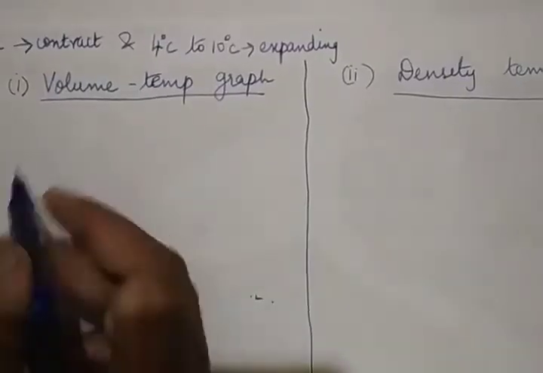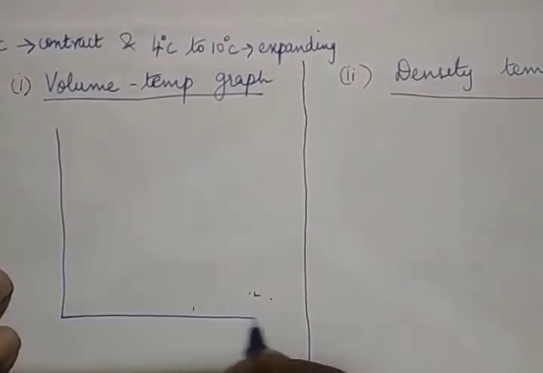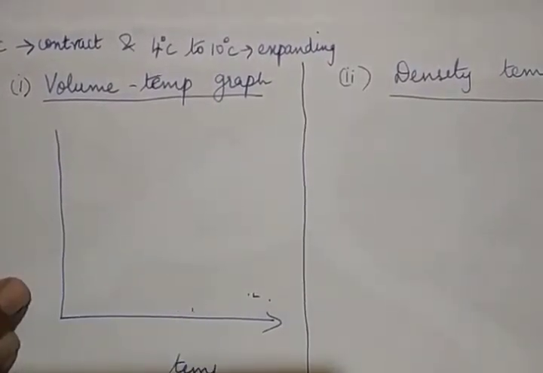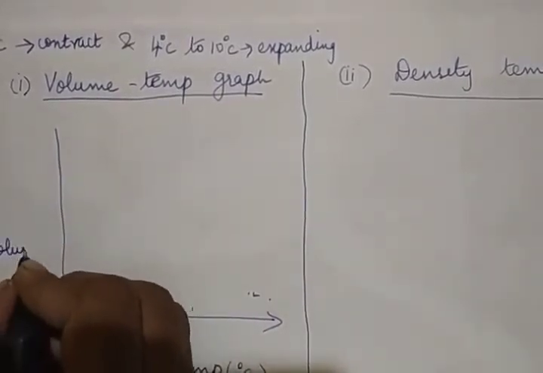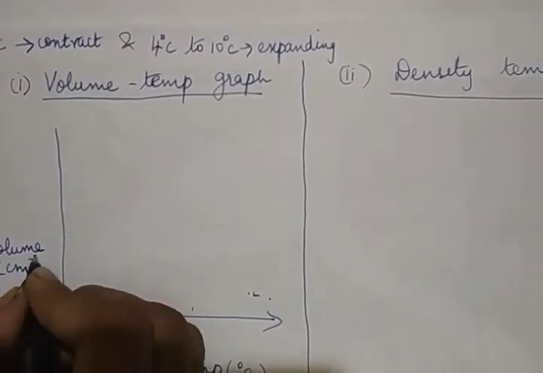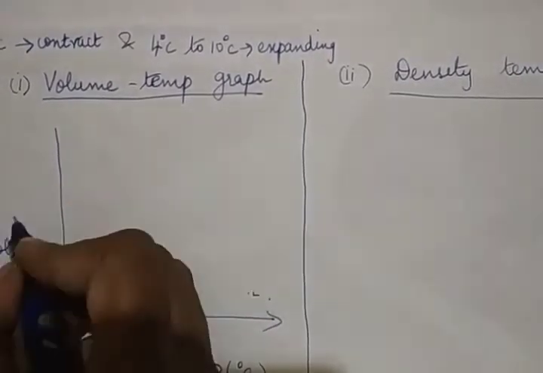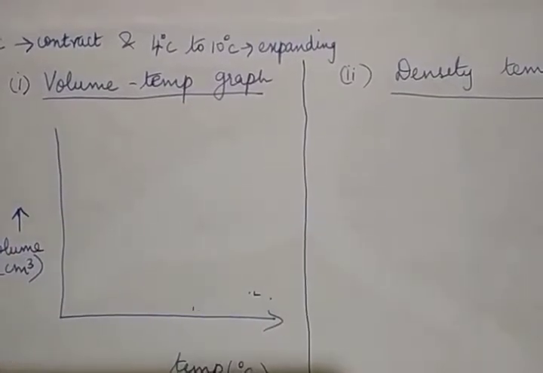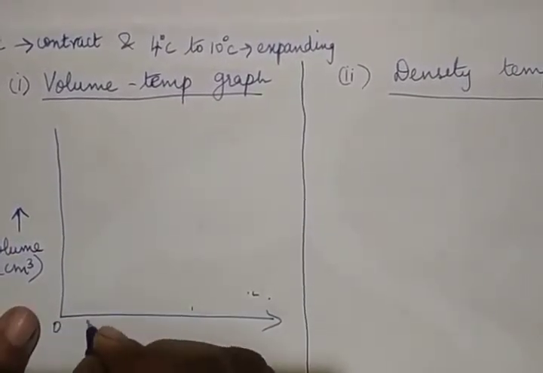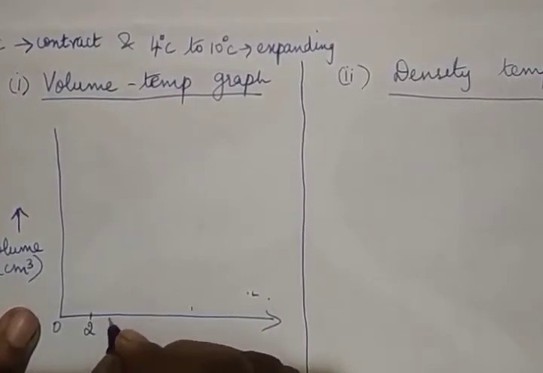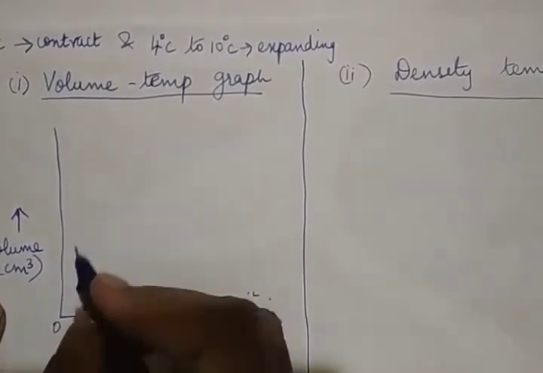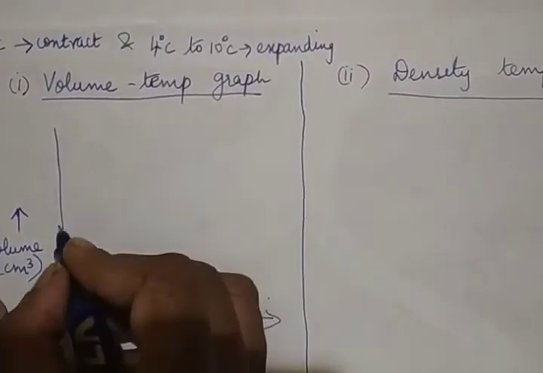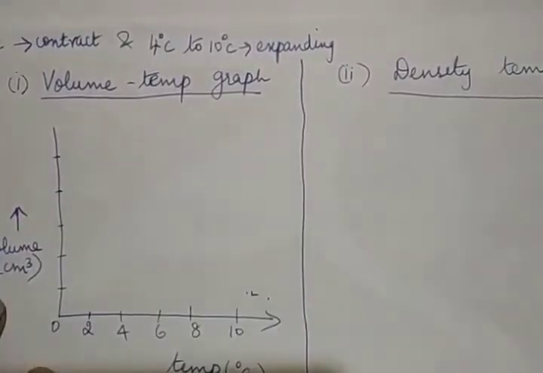On the x-axis I take temperature in degrees Celsius, and on the y-axis I take volume in centimeter cubed. Though it is CGS, we are going to take it as centimeter cubed in this. Temperature I'm going to take from 0 to 10 degrees Celsius: 0, 2, 4, 6, 8 and 10. These values you need not show everything. I'll just tell you what to show.